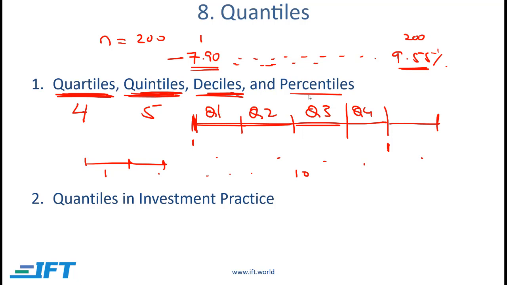And percentile is simple. Here we divide our distribution into 100 groups, so each group would represent 1%. Hopefully now you can remember these 4 terms: quartiles for 4, quintiles for 5, deciles for 10, and percentiles basically comes from percent. We'll discuss these in more detail in point 1, and then point 2 is a small section which deals with how these different types of quantiles are used in investment practice.